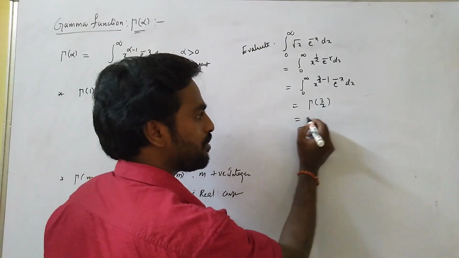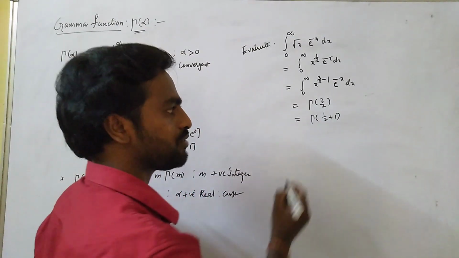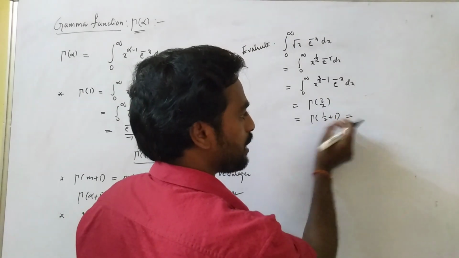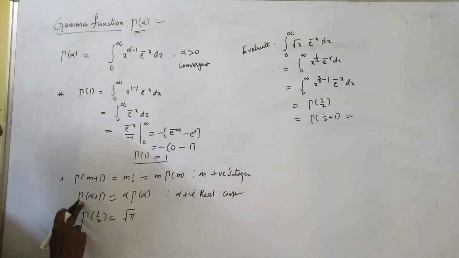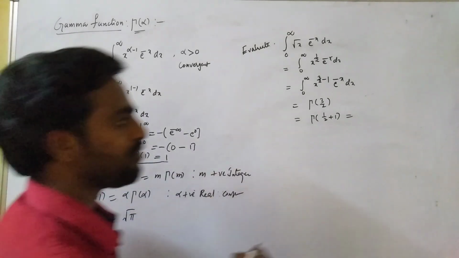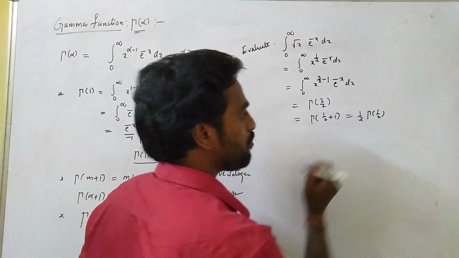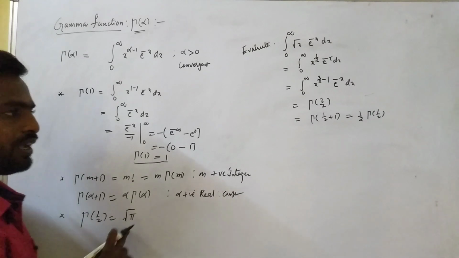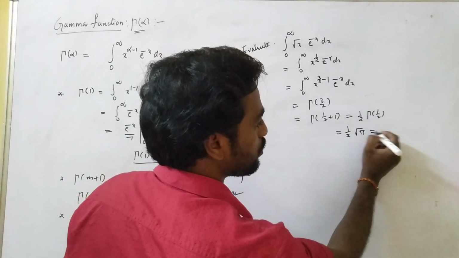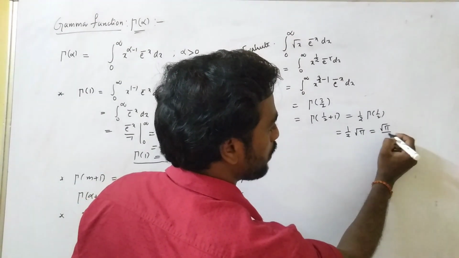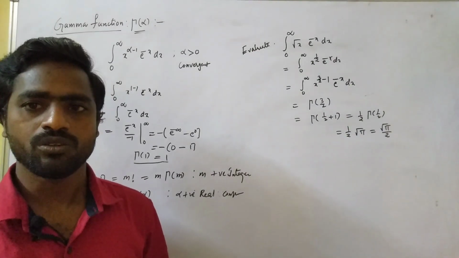So gamma of 3/2 can be written as gamma of 1/2 plus 1, which is gamma of alpha plus 1. We already wrote in the previous one that gamma of alpha plus 1 equals alpha times gamma of alpha. That means 1/2 into gamma of 1/2. Gamma of 1/2 is root pi, so substitute that: 1/2 into root pi, that is root pi by 2, which is the given integral's value.